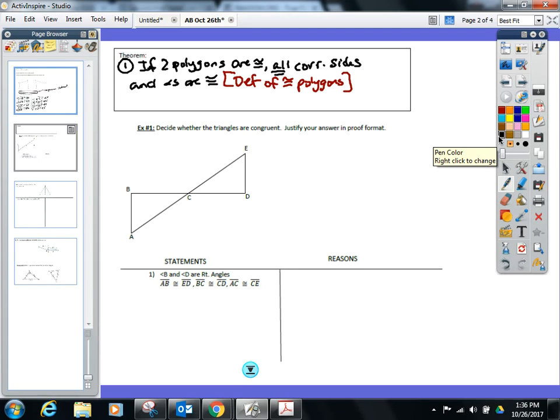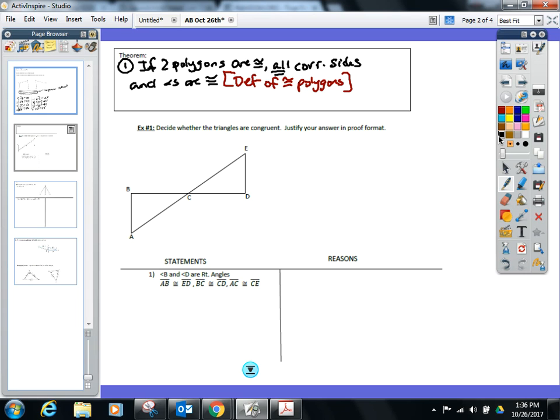All right, let's do this. Let's get to these triangles. Now this is where the fun begins. Unit 1, 2, and 3 coming all back now. I have a diagram up there of two triangles, ABC and ECD. I gave you some information in the statements. I want to know, are those two triangles congruent?